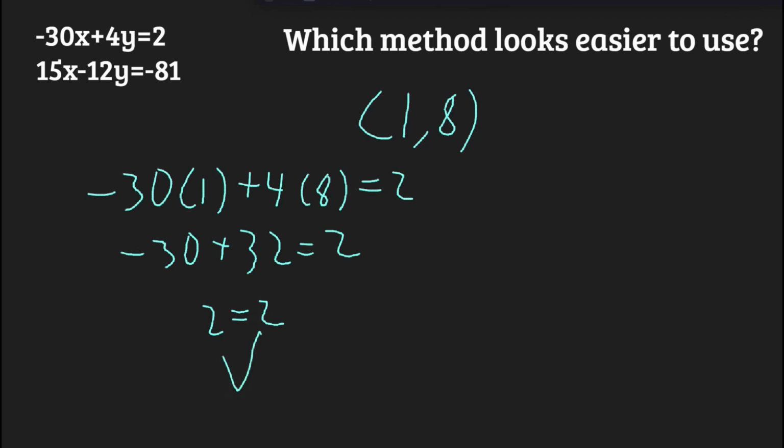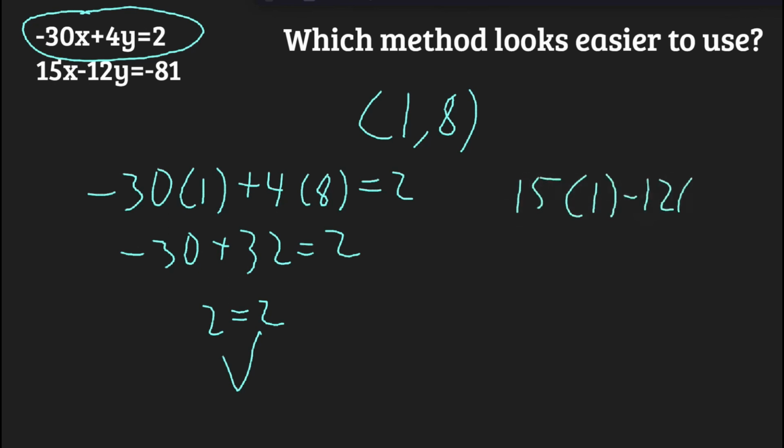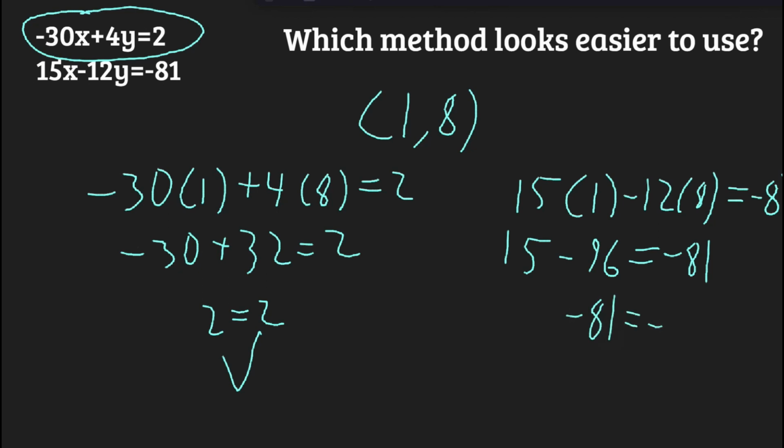But remember, this is not enough to say that the system of equations is true. That's just saying the point is true for this first equation. So we need to try it for both equations before we can for sure say that 1 and 8 is a solution. So 15 times 1 minus 12 times 8 should be equal to negative 81. So that's 15. And then 12 times 8 is going to be equal to 96. So 15 minus 96 is equal to negative 81. So negative 81 is equal to negative 81. Perfect. We've just proved the system of equations.